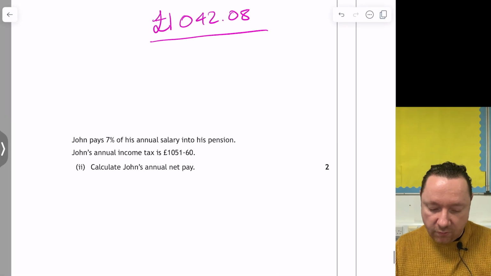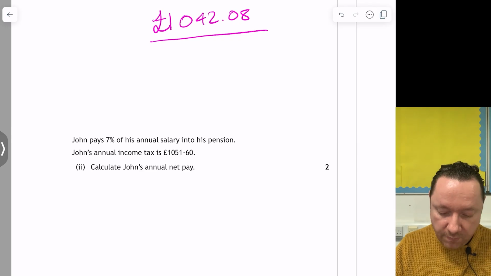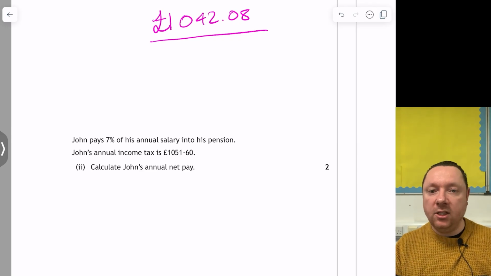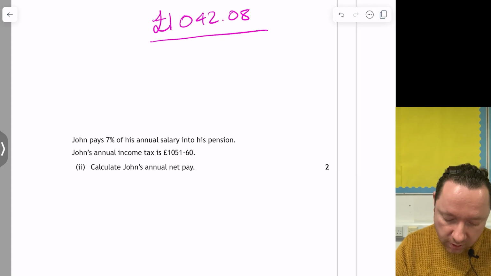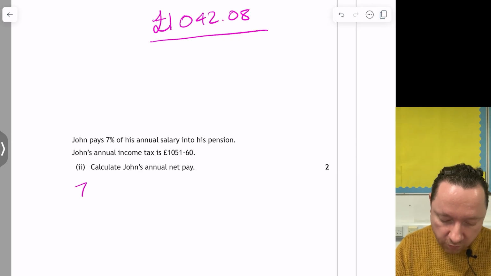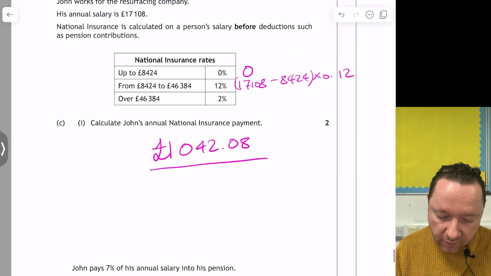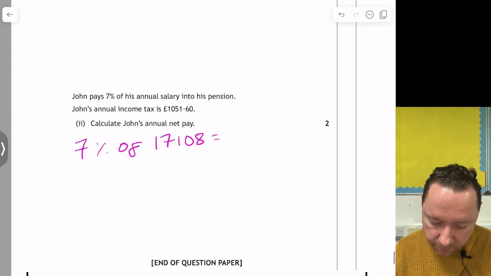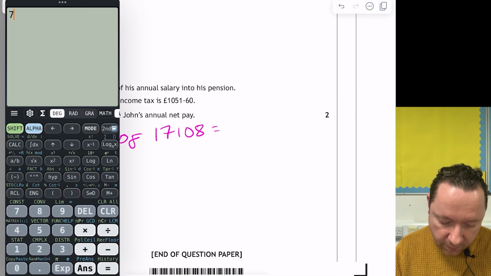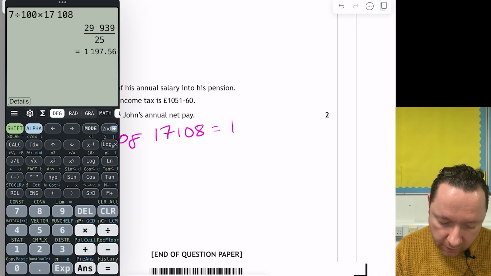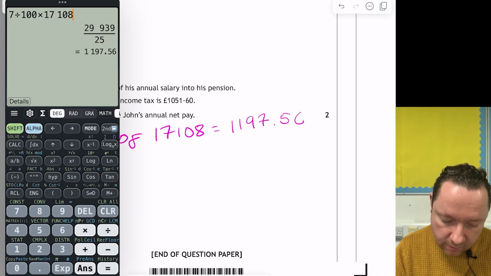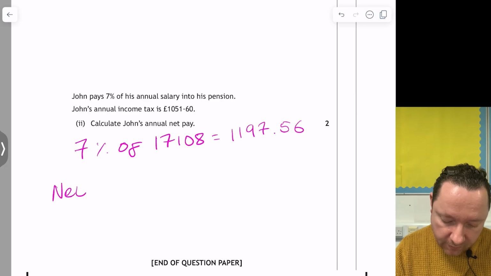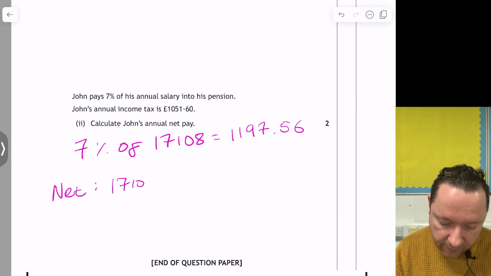John pays 7% of his annual salary into his pension. His annual tax is 105,160. Calculate his net pay. So his net pay is taking his pay, take away his pension, his tax, his national insurance. So I need to work out his pension. So for his pension, I do 7% of his salary, which was 17,108. So in a calculator, 7 divided by 100 times 17,108 is 119,756.